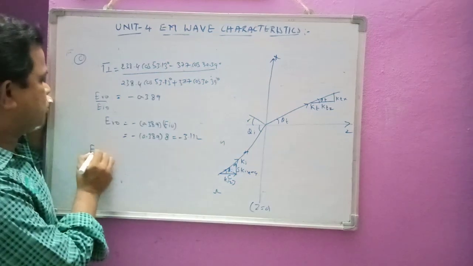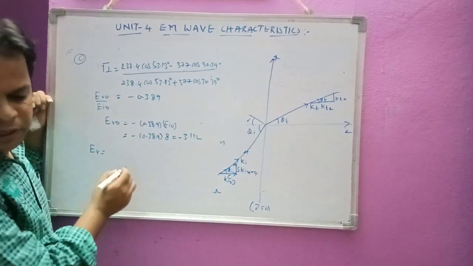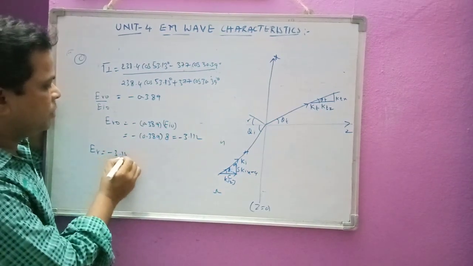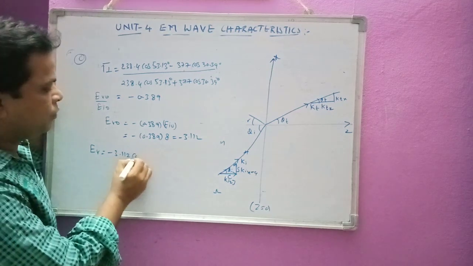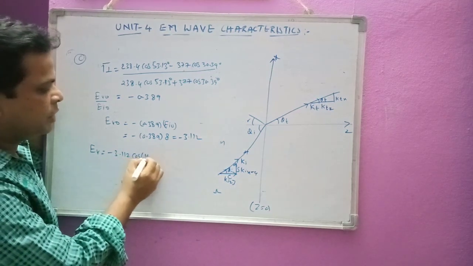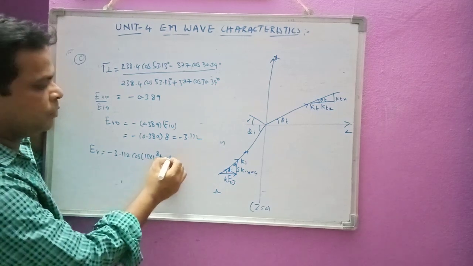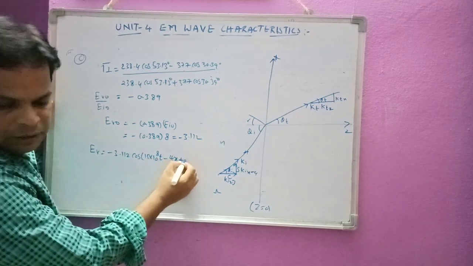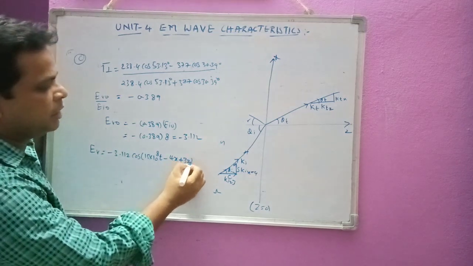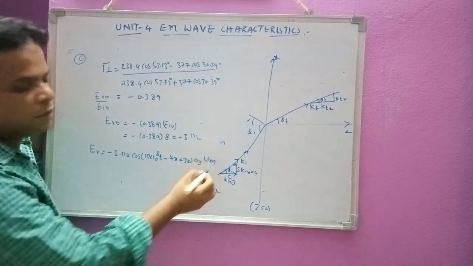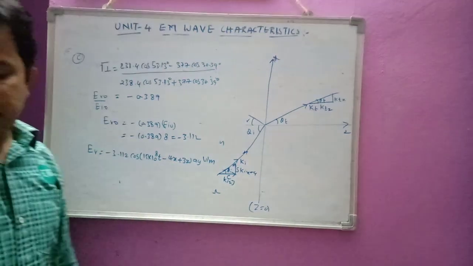Now we can write the value of ER finally. That is ER is equal to ER naught, and we have got the value minus 3.112 cos of omega, which is 15 into 10 to the power of 8 t, minus 4x plus 3z, into ay volts per meter. So this is the value of ER here.